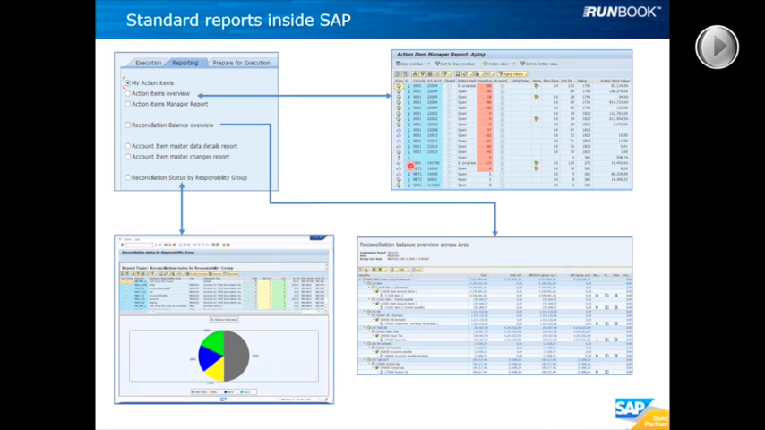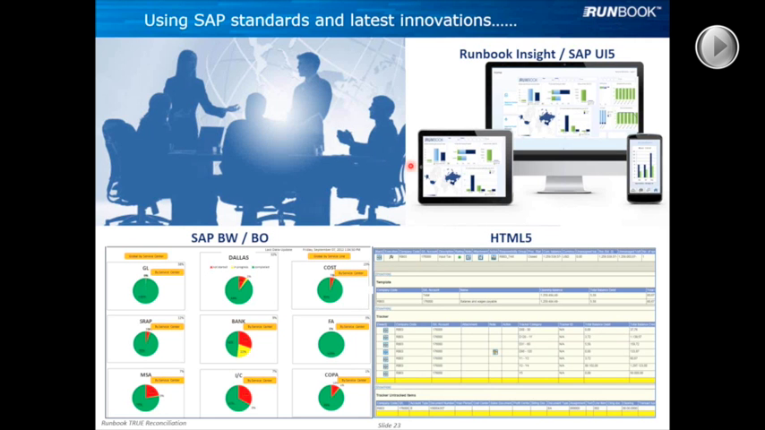You can also, of course, build your own reporting in BW or in HTML5, or if you're going towards Lumira, because everything is stored in SAP tables, and it's easy to retrieve the information from the SAP tables to build your own KPI reporting for reconciliation. So this is not something that we deliver, but we at least deliver the data to enable you to build those reports.